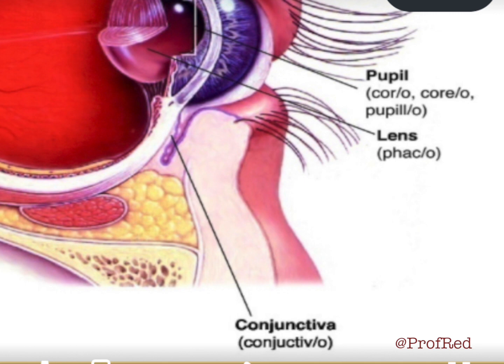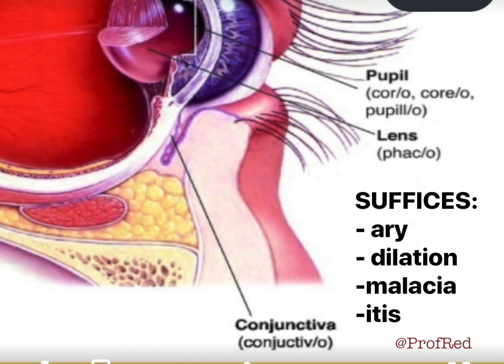So let's add some suffixes and form medical terms. So for pupil, we could do pupillary. Ary is a suffix that means pertaining to. We can also do pupillodilation. Dilation means opening or widening of the pupil.